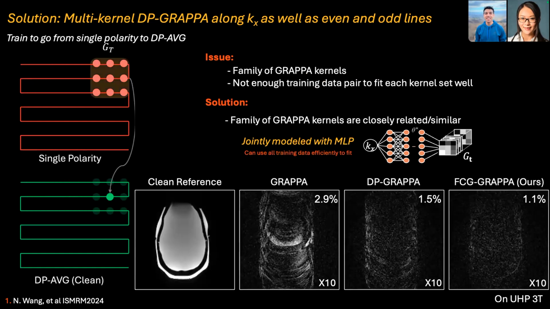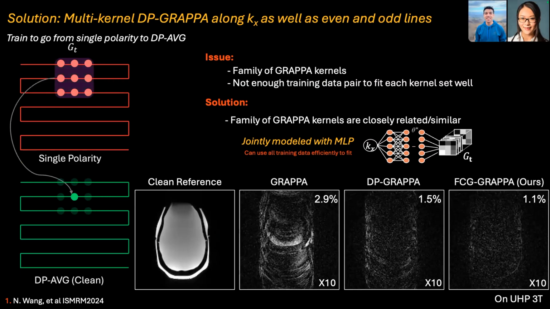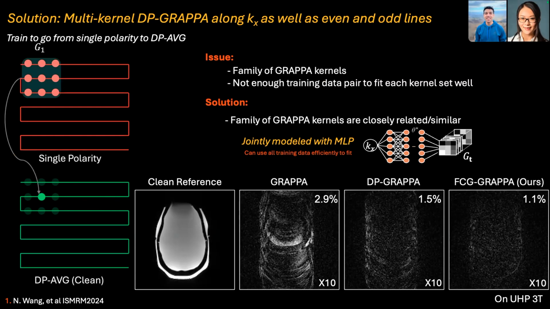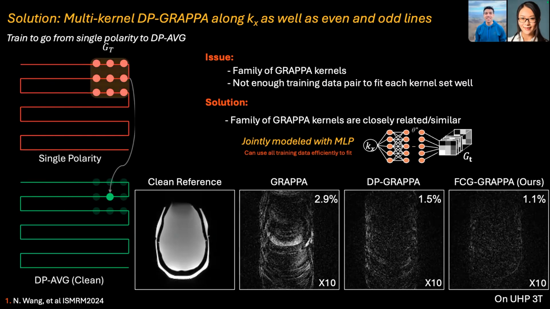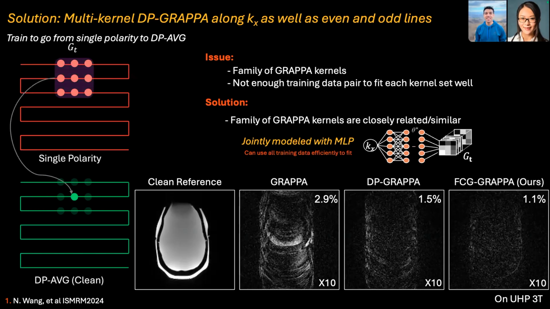We tried to do this on a 3T system at Stanford. Here's the reference image. GRAPPA has some artifact, dual polarity cleans it up, and our field correcting GRAPPA, which also accounts for eddy current along kx, cleans this up a bit further.